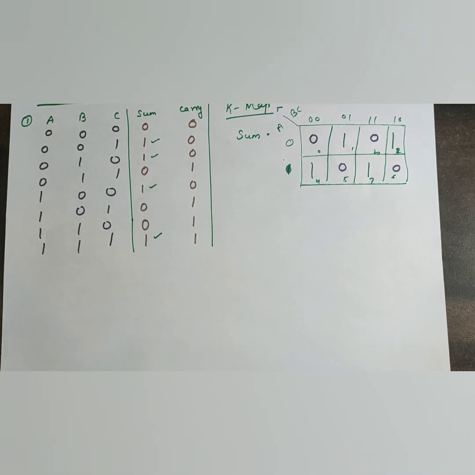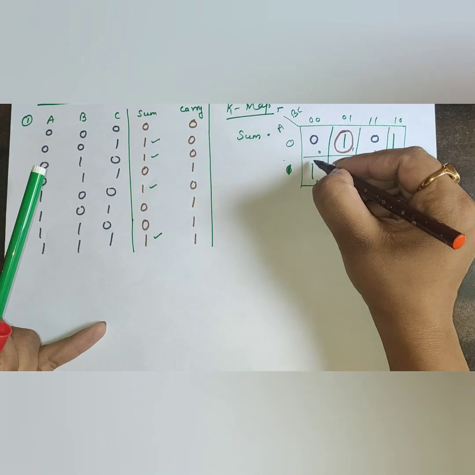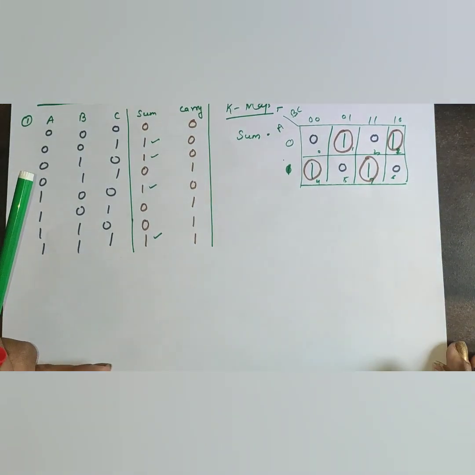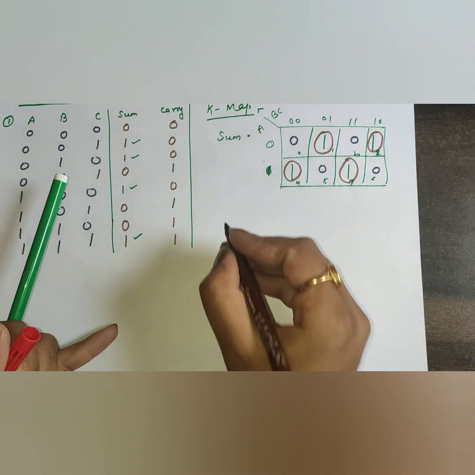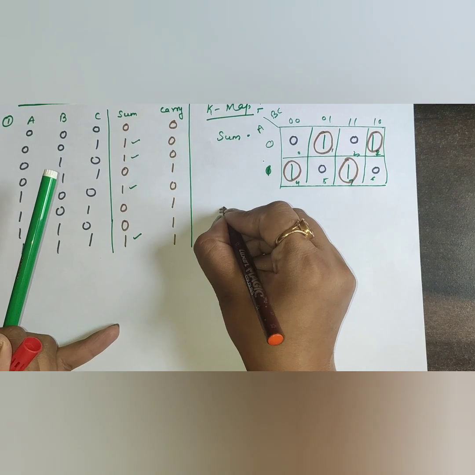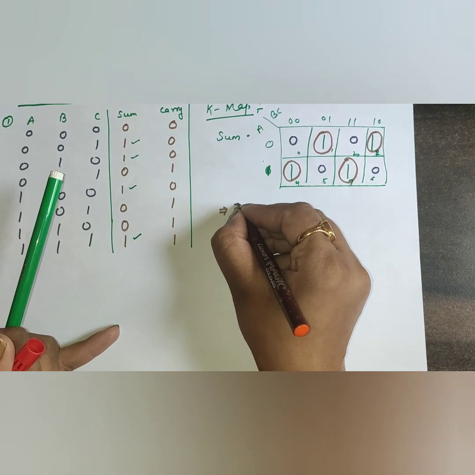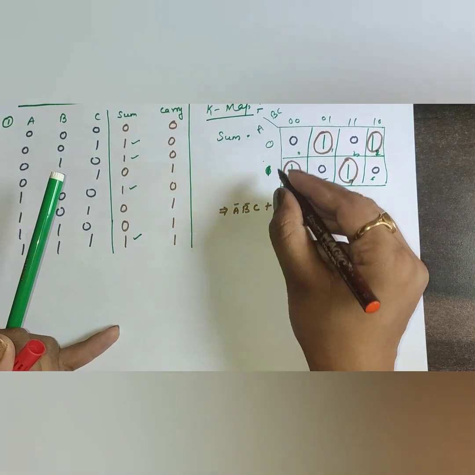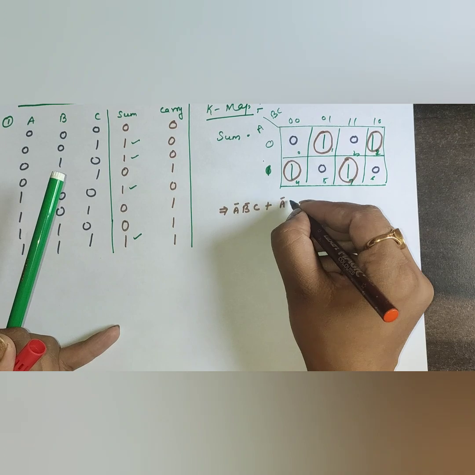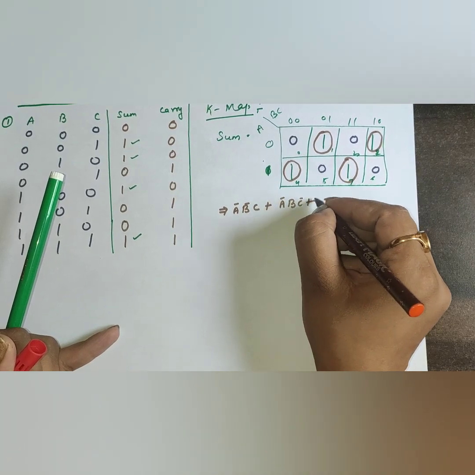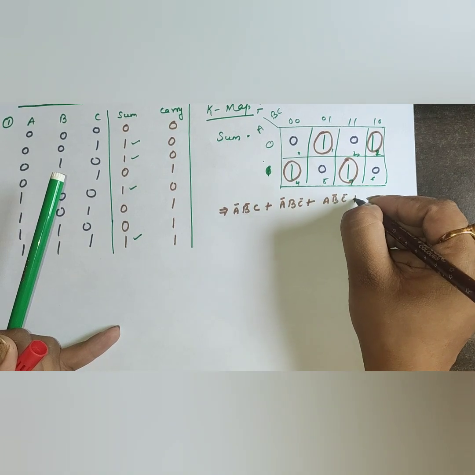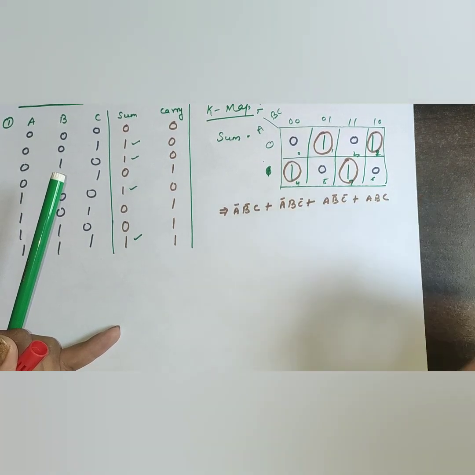Now, in a K-map, we always take only ones. So the grouping, these are not grouping by each other. So these are 4 possible combinations. So we will write the equation like A bar, B bar, C for this, plus A bar, B, C bar for this. Now this A, B bar, C bar plus A, B, C.